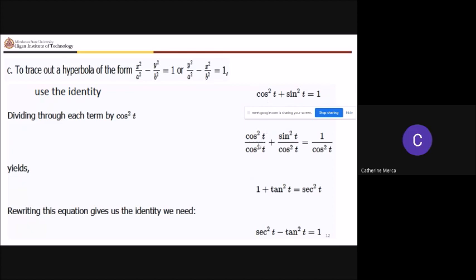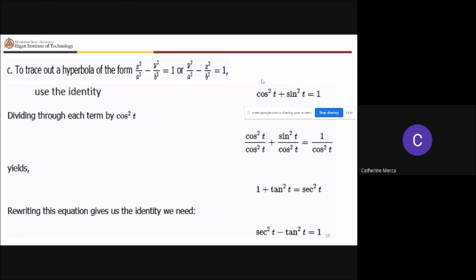When you divide both sides of the equation by cosine squared t, what do we have? This becomes 1. So sine squared t over cosine squared t becomes tangent squared t. And 1 over cosine squared t becomes secant squared t. I required my students to memorize the following formula.